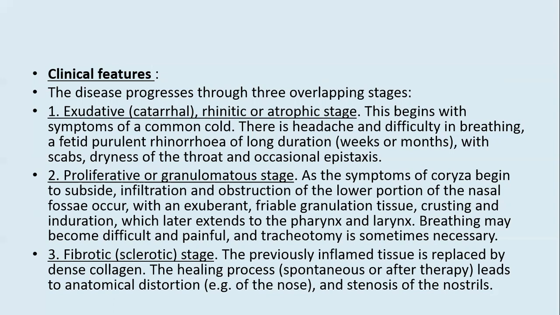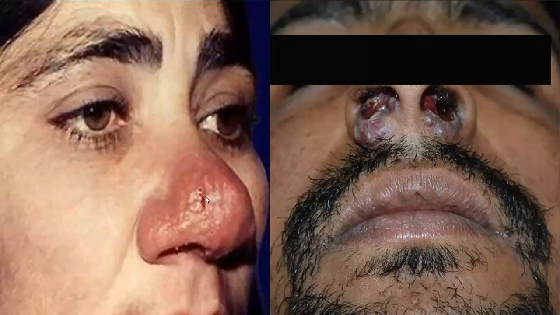Then the third or final stage is the fibrotic or sclerotic stage. The previously inflamed tissue is replaced by dense collagen. The healing process, spontaneous or after therapy, leads to an anatomical distortion of the nose and stenosis of the nostrils. This is involvement of the nostrils in the proliferative or granulomatous stage with nasal obstruction.